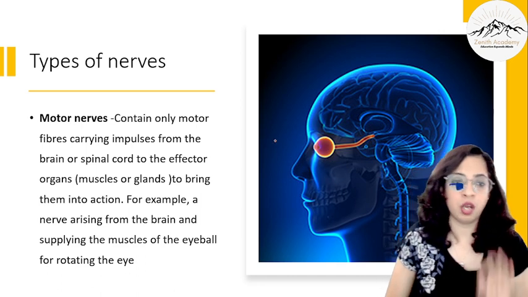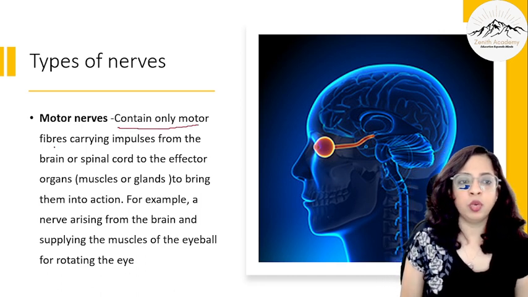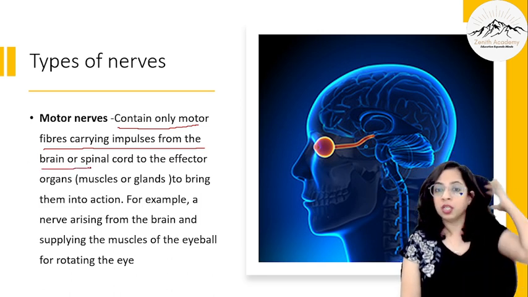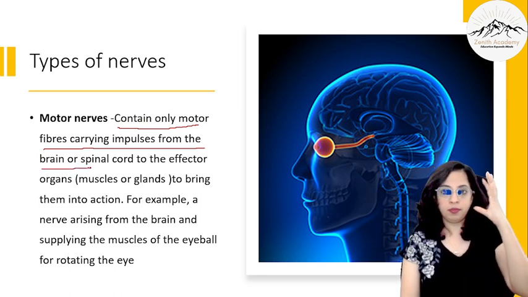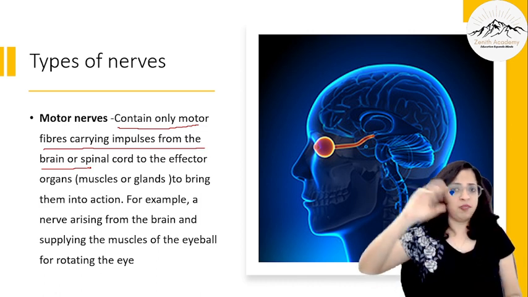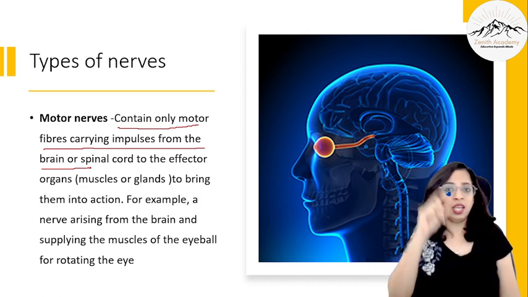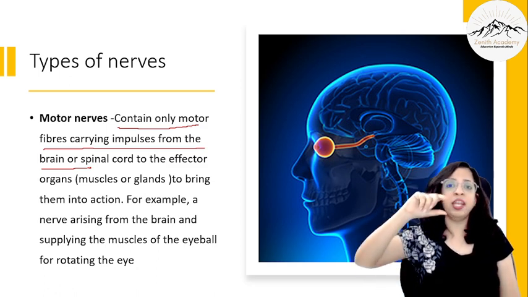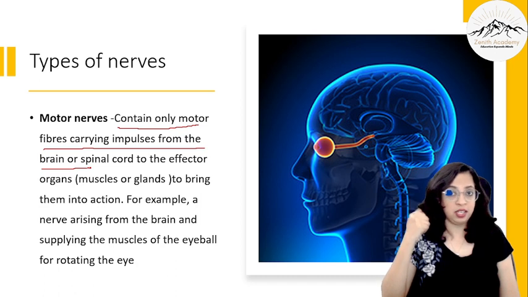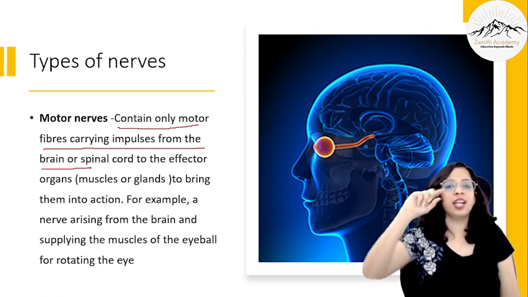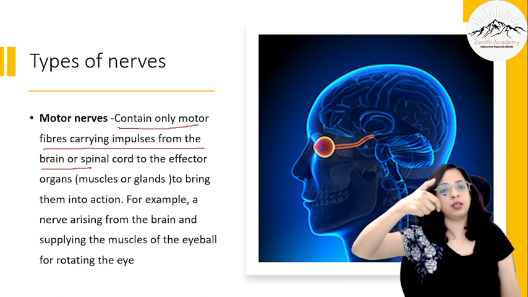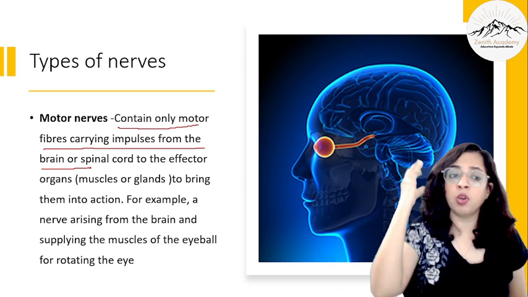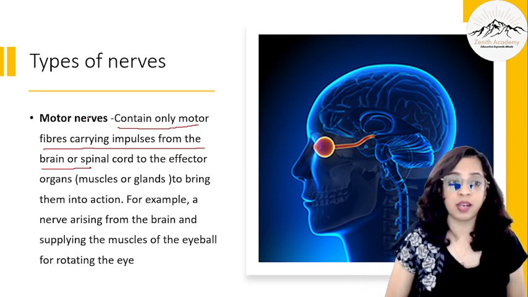Next is the motor nerve. Okay, it contains only motor fibers carrying impulses from the brain. Now when you see an object, the impulse from the brain comes, okay, and if you remember physics, the eye is a convex lens. It will form an inverted image on the retina, right? So when the brain is sending you information that it is straight, we perceive it as straight, then the impulse coming from the brain, who is bringing that impulse? The motor nerve is bringing it, right?